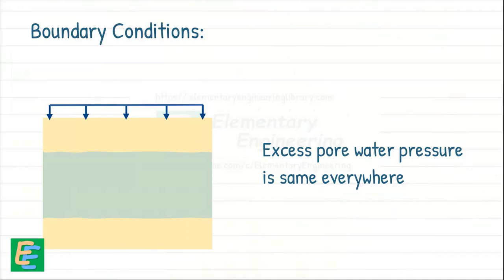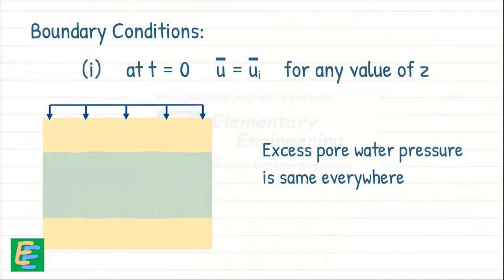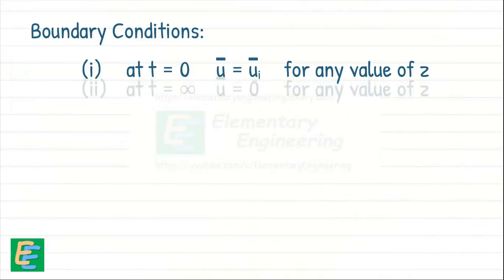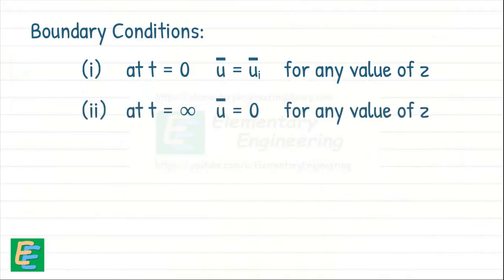Let us state the boundary conditions. First condition is at time t equal to 0, that is just after the application of load on the soil, the excess pore water pressure is the same at any depth in the soil and is equal to, say, ui bar, and this ui bar is equal to delta sigma. As we know, all the pressure at the beginning is supported by water only. Second boundary condition is at t equal to infinity, the excess pore water pressure is 0 everywhere, as the consolidation is considered complete.